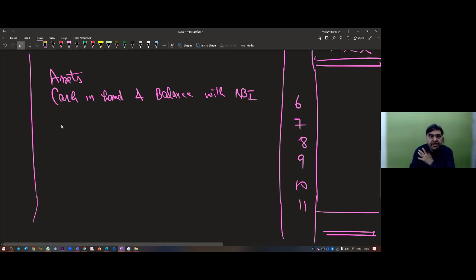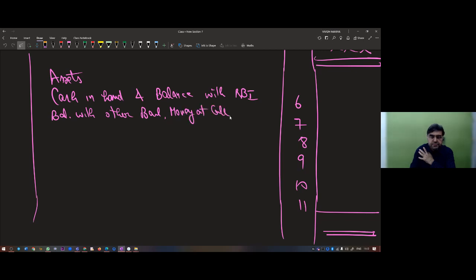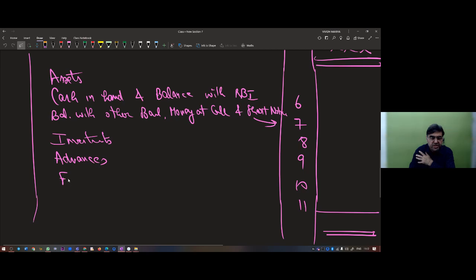The name is very clear. Balance with other banks. Money at call and short notice. We'll discuss the terms. This is schedule number 7. Investments. Advances. Fixed assets. Other assets.